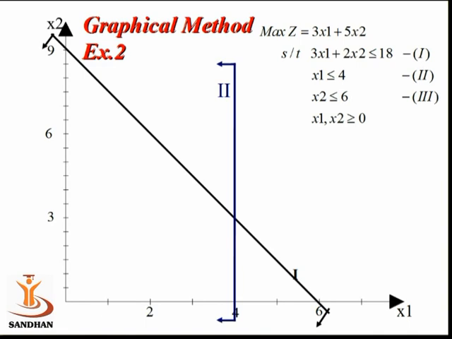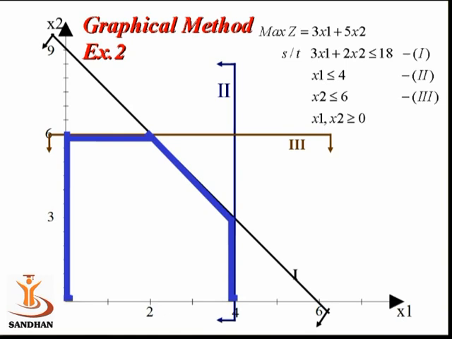x1 equal to 4 is represented like this, and the region on the left of that line is defined by the second constraint equation. Similarly, we can draw x2 equal to 6, the third constraint equation, and the region below that line will give us the feasible region. So friends, now you can see the feasible region.